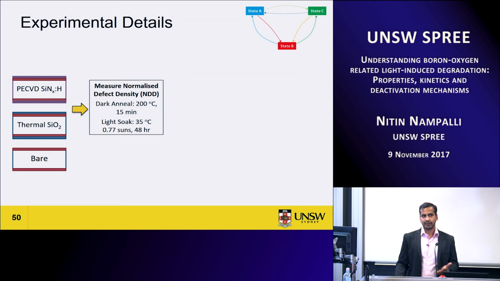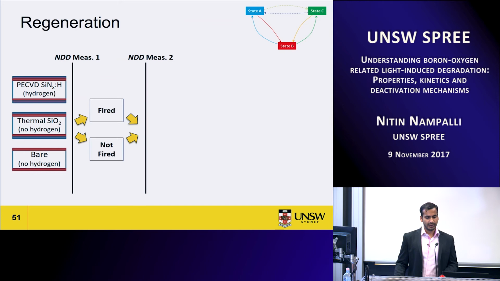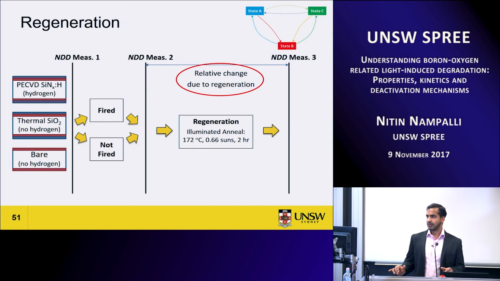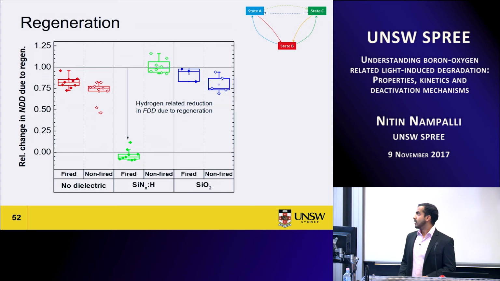So I then tried to measure the NDD, fired or didn't fire them, and so on, and then measured them again, and then finally did a regeneration after firing. And you can see that between the second and the third NDD measurement, you get information about how much regeneration affects the NDD. So what we see over here is for the three different types of wafers, the only wafer that saw any significant change in the NDD, any significant reduction in NDD due to regeneration, was the wafer that had a nitride and was fired.